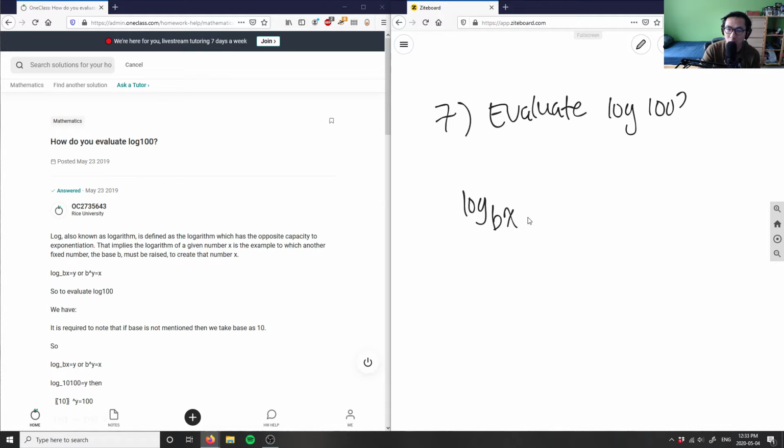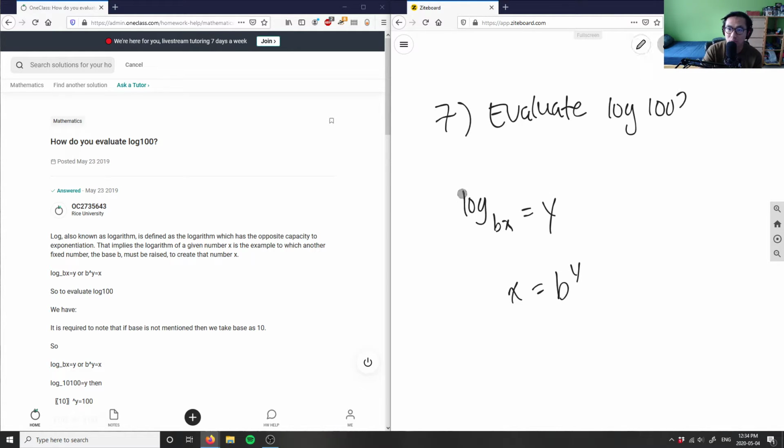So log base b of x equals y. And when we bring this up, we can move log to the other side. The moment we move it to the other side, the b becomes our base, y becomes our exponent, and this becomes our x as well.